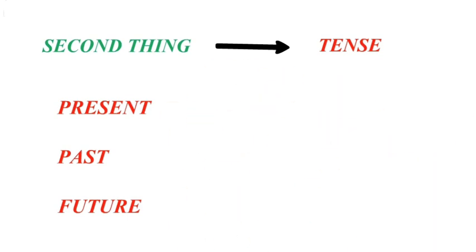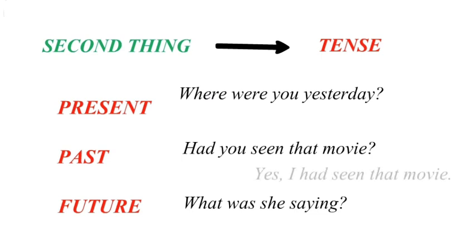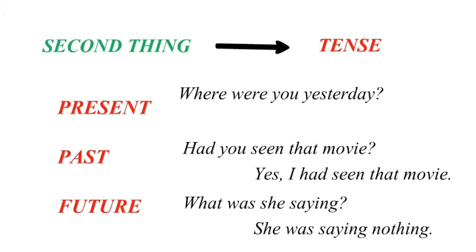Similarly, if your question is in past, as in, where were you yesterday? Had you seen that movie? What was she saying? So, you would answer in past. Yes, I had seen that movie. She was saying nothing. I was in the park. See, the same helping verb is in the question and the same is in the answer.